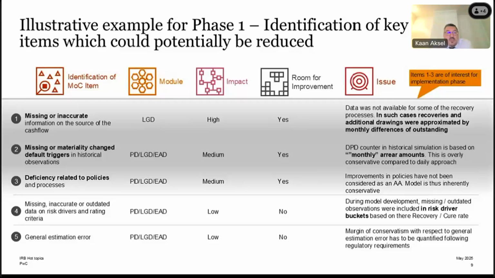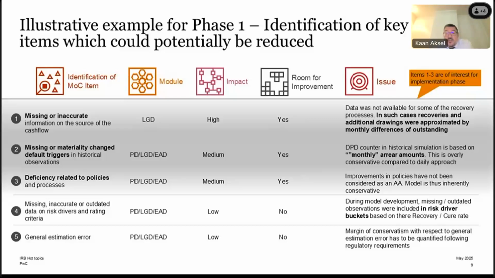Here, basically listing all relevant deficiencies: missing and inaccurate information source of cash flows, materiality changes, default triggers, deficiency related to policies, missing or inaccurate data on risk drivers, or general lack of representativeness of risk drivers, and the impact. And we usually choose only the high and medium impact out of all, because in reality when you create such a list, the list is not any shorter than 40 or 50 items. So you need to understand that you can't improve everything. You just need to focus on the ones that are more relevant.